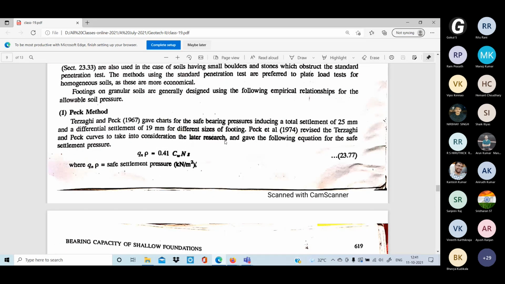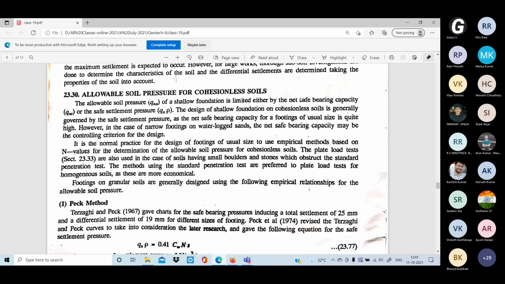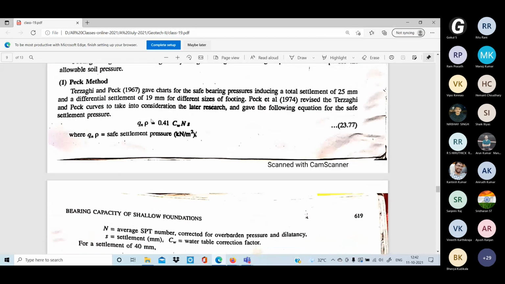Now coming to the Peck method, this is the allowable pressure for a cohesionless soil. Terzaghi and Peck gave the charts for the safe bearing pressure, including a total settlement of 25 mm and differential settlement of 19 mm for different sizes of footings. For that particular case, Terzaghi and Peck have done their research and given this equation.